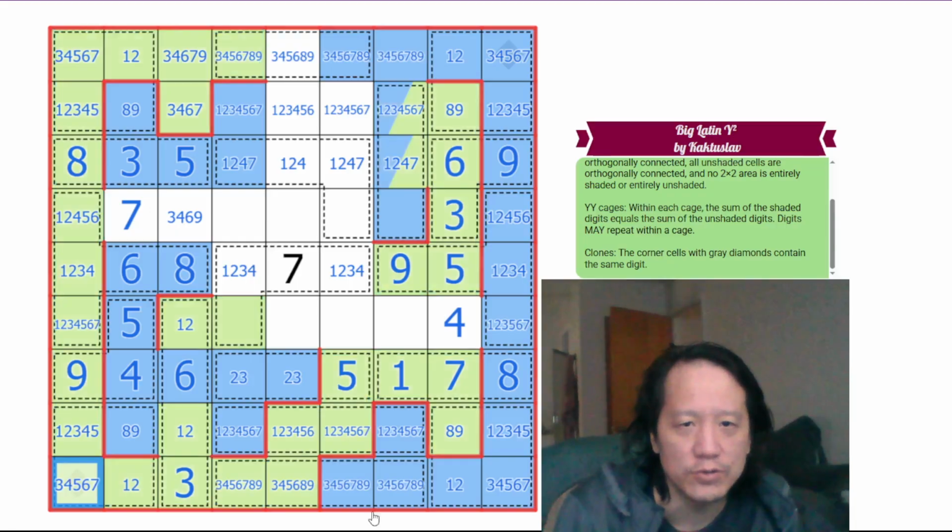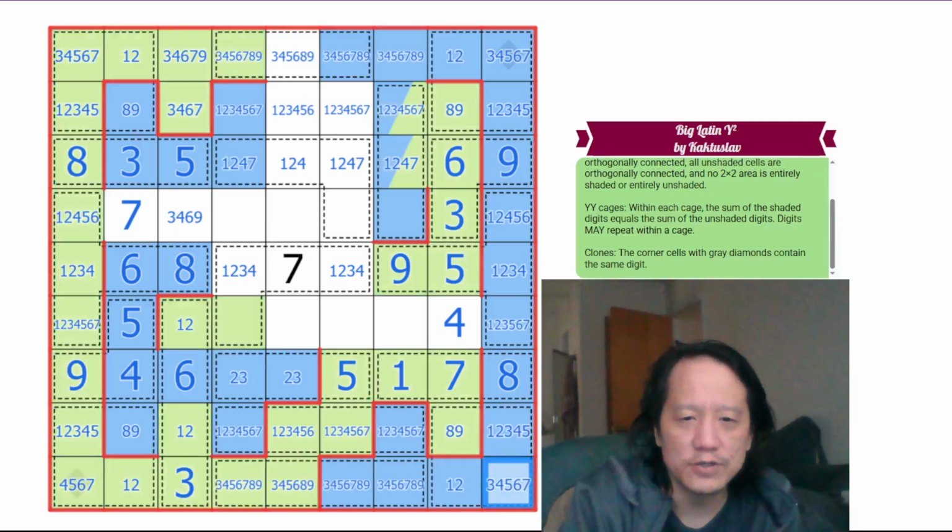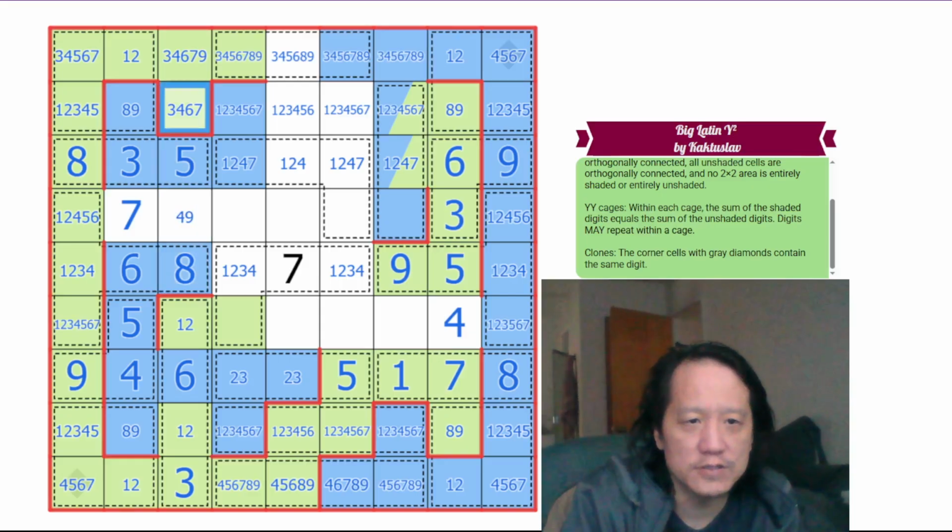Oh, it's not 3 in the corners then. So no 3s in the corners. At least those. And this one. No 3 here. No 5 here. No 3 or 6. No 3 or 6. No 3 or 6. No 5. No 1.